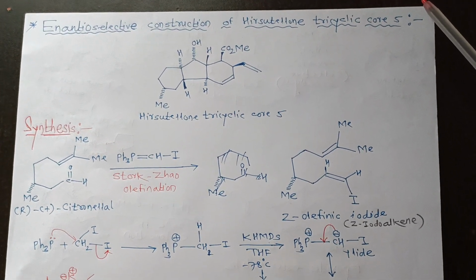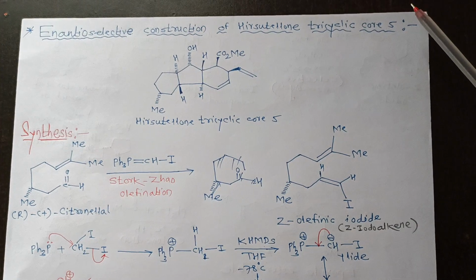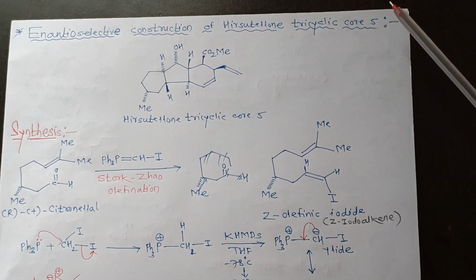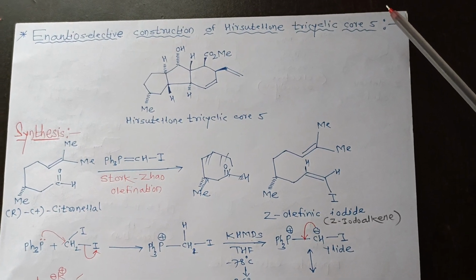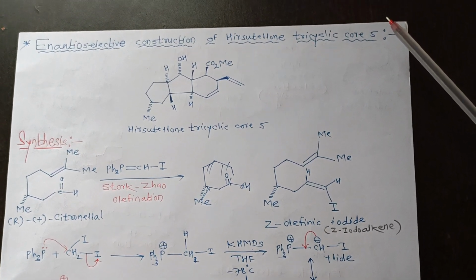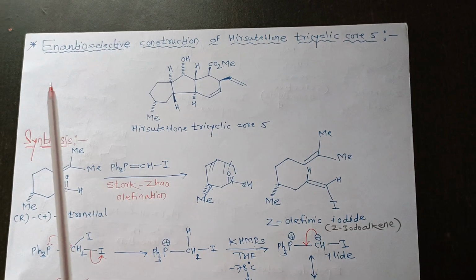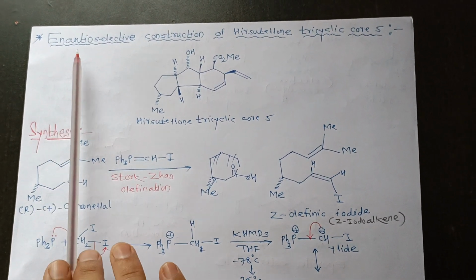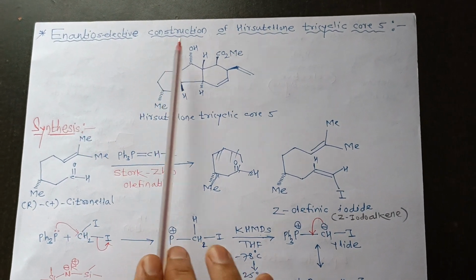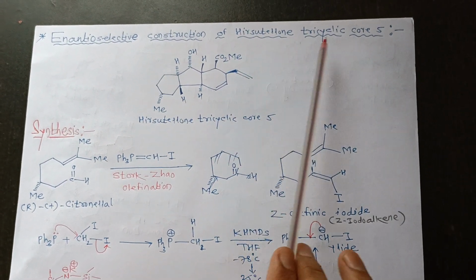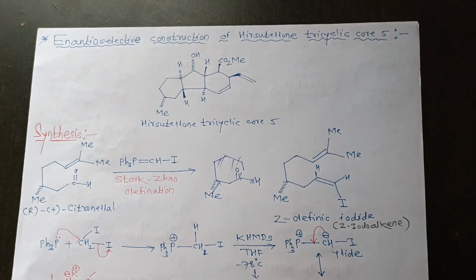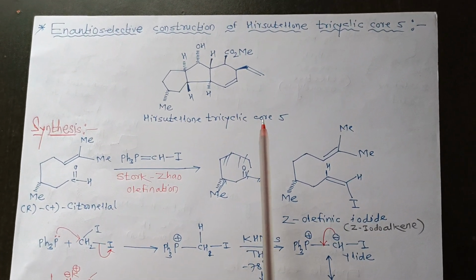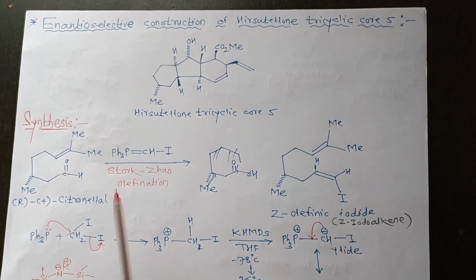In the previous lecture, we have seen the structural features of hirsutolone B molecule. Now, in this lecture, we are going to see the first part of the synthesis of hirsutolone B molecule, that is enantioselective construction of hirsutolone tricyclic core 5. Here we will see how the synthesis of hirsutolone tricyclic core 5 was done.